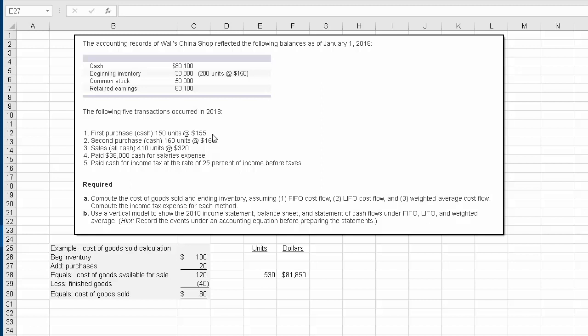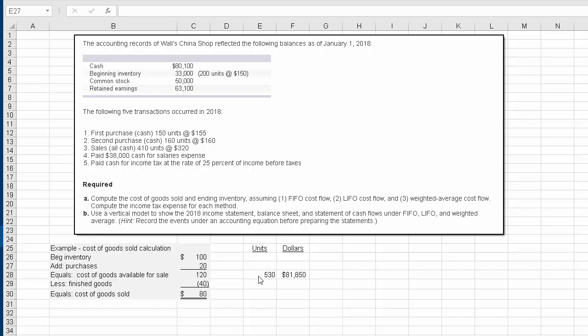We've had a purchase for cash of more units, another purchase paid with cash for more units, then we had a sale made in cash of 410 units. We paid $38,000 for salaries expense, and we paid cash for income tax at the rate of 25% of income before taxes. Requirement A says compute the cost of goods sold and ending inventory assuming FIFO, LIFO, and weighted average cost flow. And I'm going to work that for you, but only the LIFO portion.